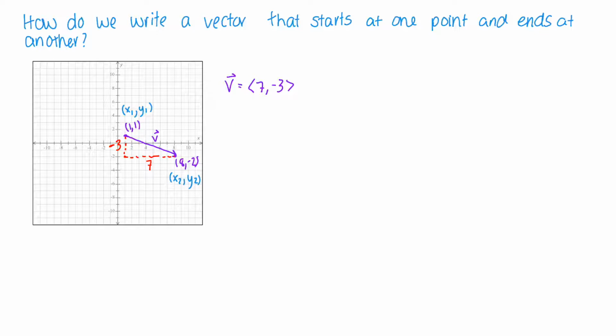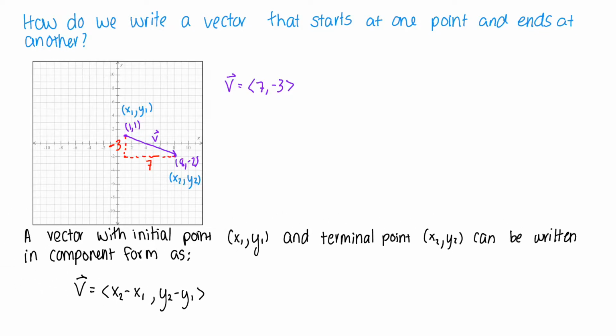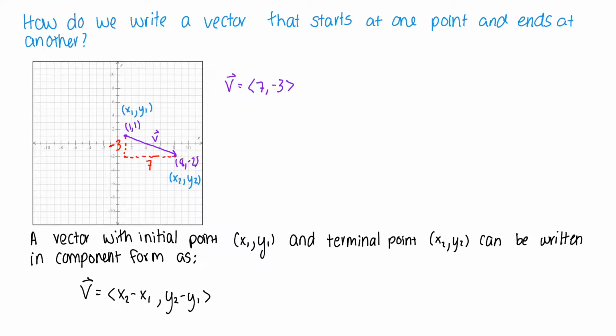So we can formalize this. And here I have it already written out here. We can formalize this and say that if a vector begins at one point and ends at another, it can be written in its component form as the difference between the x components and the difference between the y components, so the horizontal and the vertical. So x2 minus x1, y2 minus y1. Let's go ahead and do a few examples with those.